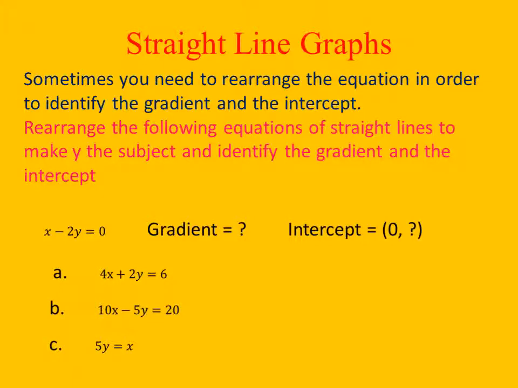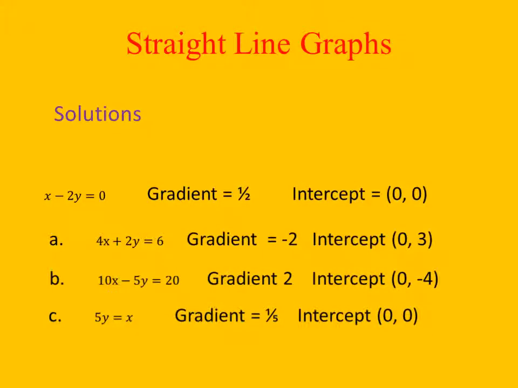Sometimes you need to rearrange the equation in order to identify the gradient and the intercept. So I've done the first one for you. I simply added 2y to both sides, divided both sides by 2 and ended up with y is equal to half x. So the gradient was a half and the intercept was 0, 0. Have a go at the next 3 questions. All good? I'm sure of it.